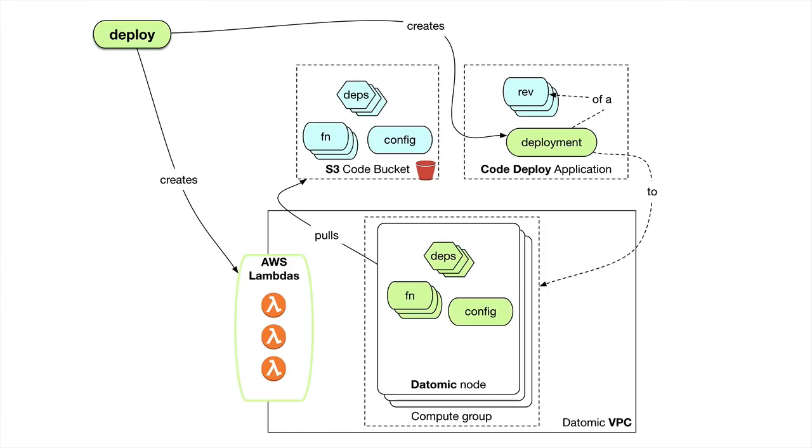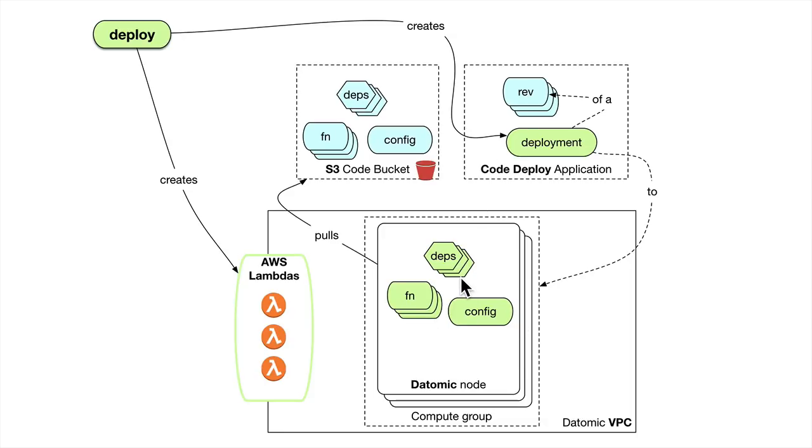How do I run my application? To run your code, you deploy an application revision to a Datomic Cloud compute group. When you deploy, two major things happen: a CodeDeploy deployment and optionally an AWS Lambda deployment. Deploy creates a CodeDeploy deployment that associates a what with the where. The what is the revision of your application that you created with push, and the where is a Datomic Cloud compute group.